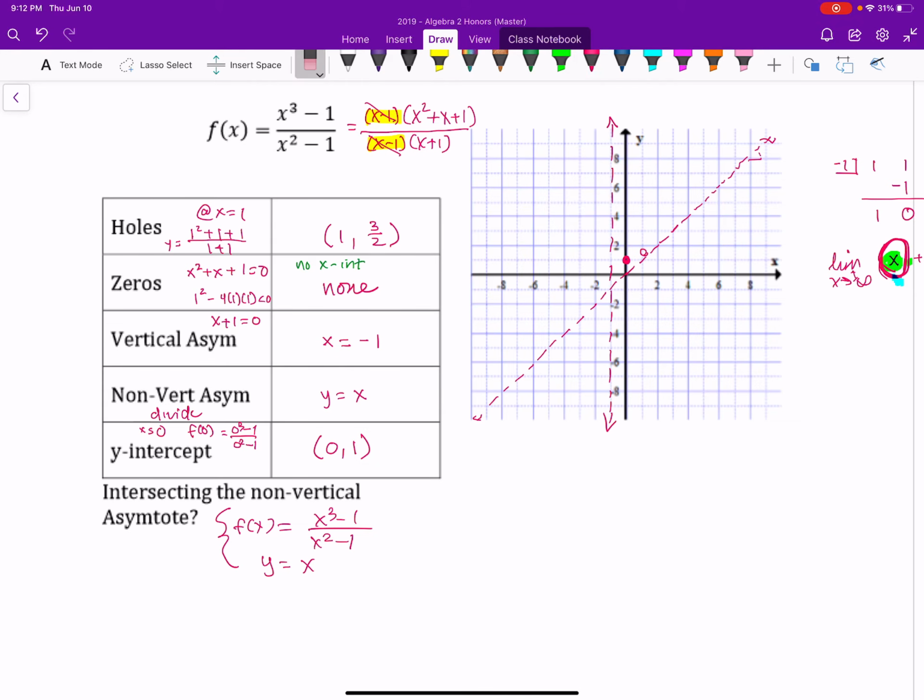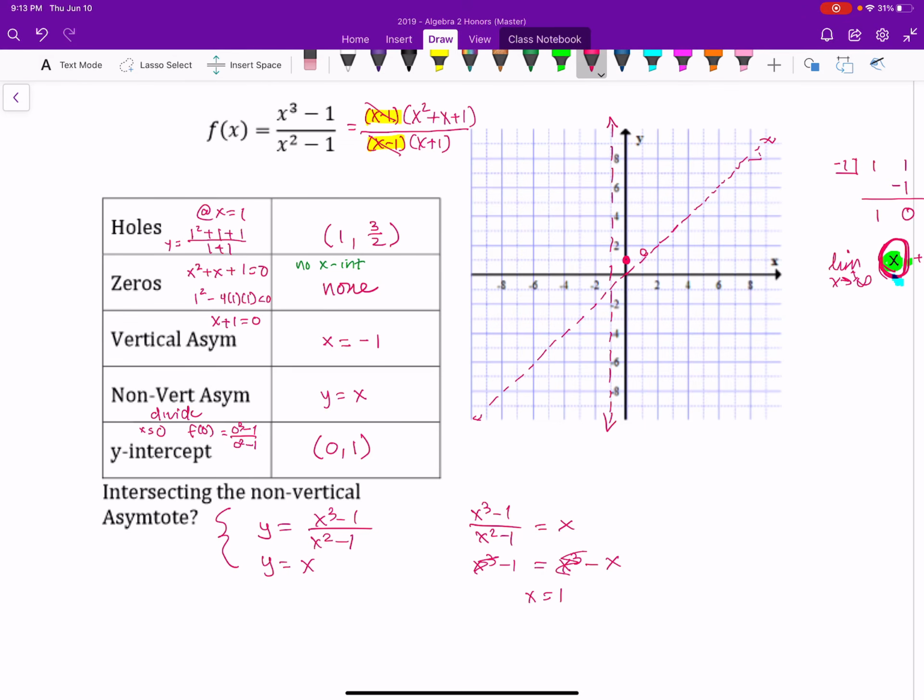So look, ultimately, f of x is the same. You could write this as y. So you can take x cubed minus 1 over x squared minus 1 and set equal to x. Cross multiply, x cubed minus 1 is equal to x cubed minus x. The x cubes cancel out, and I know then that x is equal to 1.